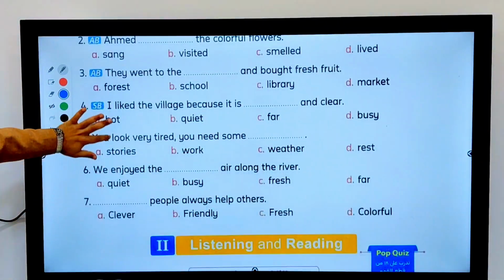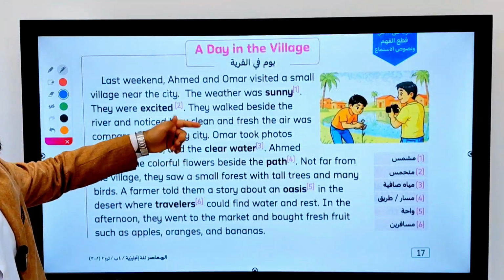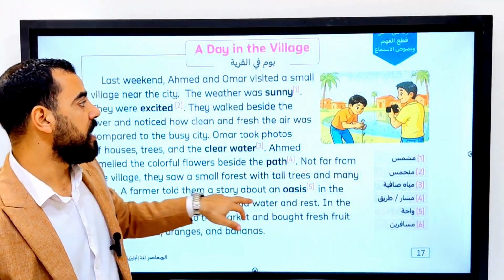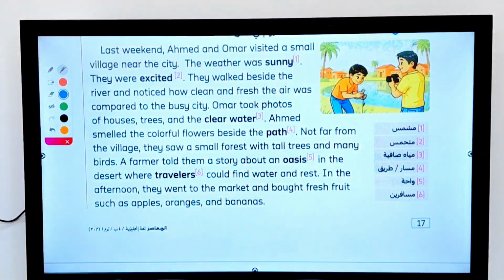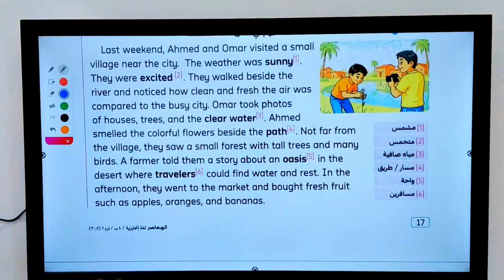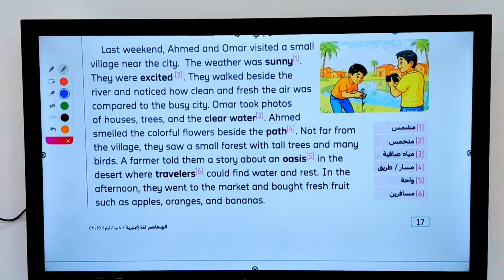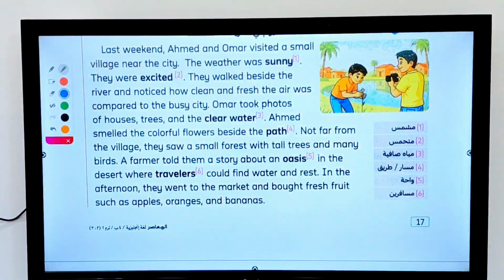Let's move to number 2, listening and reading text. Let's read the text about a day in the village. Let's go to the village with Ahmed and Omar. Let's read it together. Please look at your book if you have one, or look at the board if you don't have a book. Last weekend, this means that everything happened in the past. Last weekend, Ahmed and Omar visited a small village near the city. The weather was sunny. They were excited.